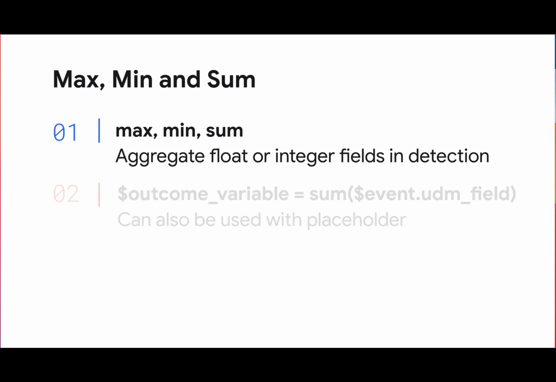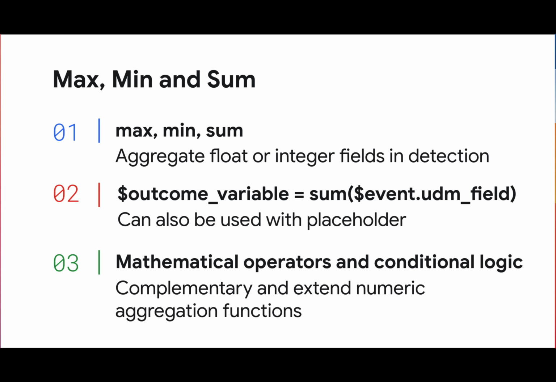Min, max, and sum provide additional aggregate functions that can be used in the outcomes section, but they are limited to float and integer fields. Don't forget that all event values must be aggregated in rules that contain multiple values. These aggregate functions follow a common syntax. The outcome variable equals the aggregate function, like sum, followed by parentheses with either the UDM event field with the event variable in front of it, or a placeholder variable inside of it.